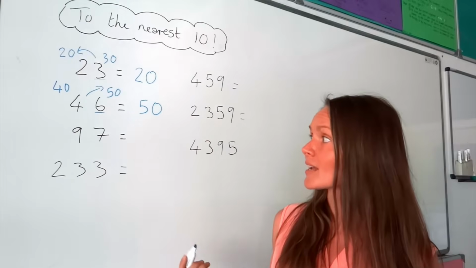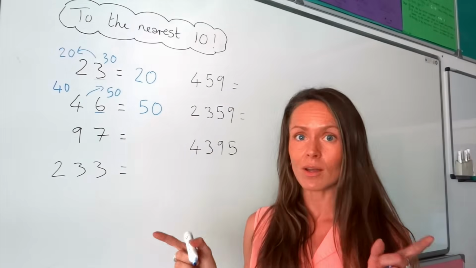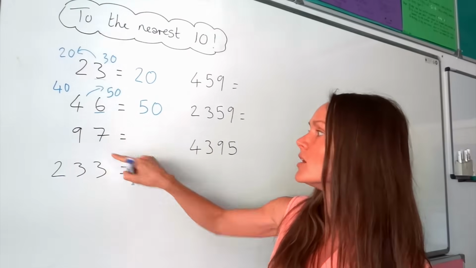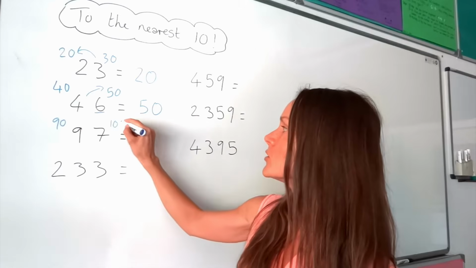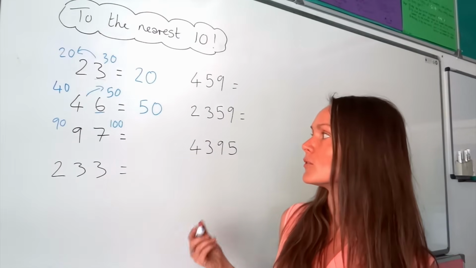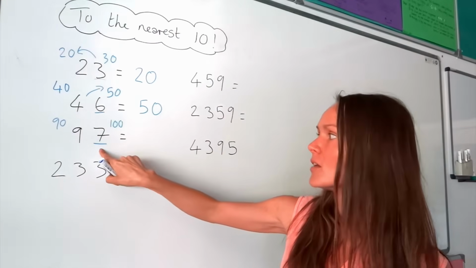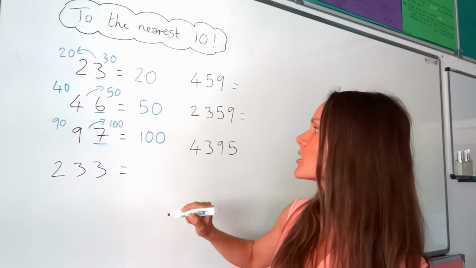Now, I'm going to do exactly the same thing with this number 97, and I'm going to write down the two numbers in the 10 times table that are either side of this number. So the smaller one is 90, and the larger one is 100. So you can probably see which one's closest to 97, but if you're not sure, check that last digit, and because it's bigger than 5, it means we round up. So 100 is the answer.